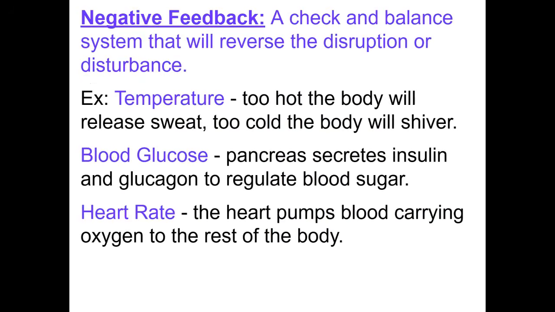That's different from negative feedback, where it's kind of the opposite of that. It's a check and balance system that will reverse the disruption or the disturbance. Example, temperature: if you're too hot, you sweat. If you're too cold, you start shivering to produce heat. Blood glucose: your pancreas will secrete insulin and glucagon to regulate your blood sugar until it's back to normal. And then heart rate: the heart pumps blood carrying oxygen to the rest of the body.